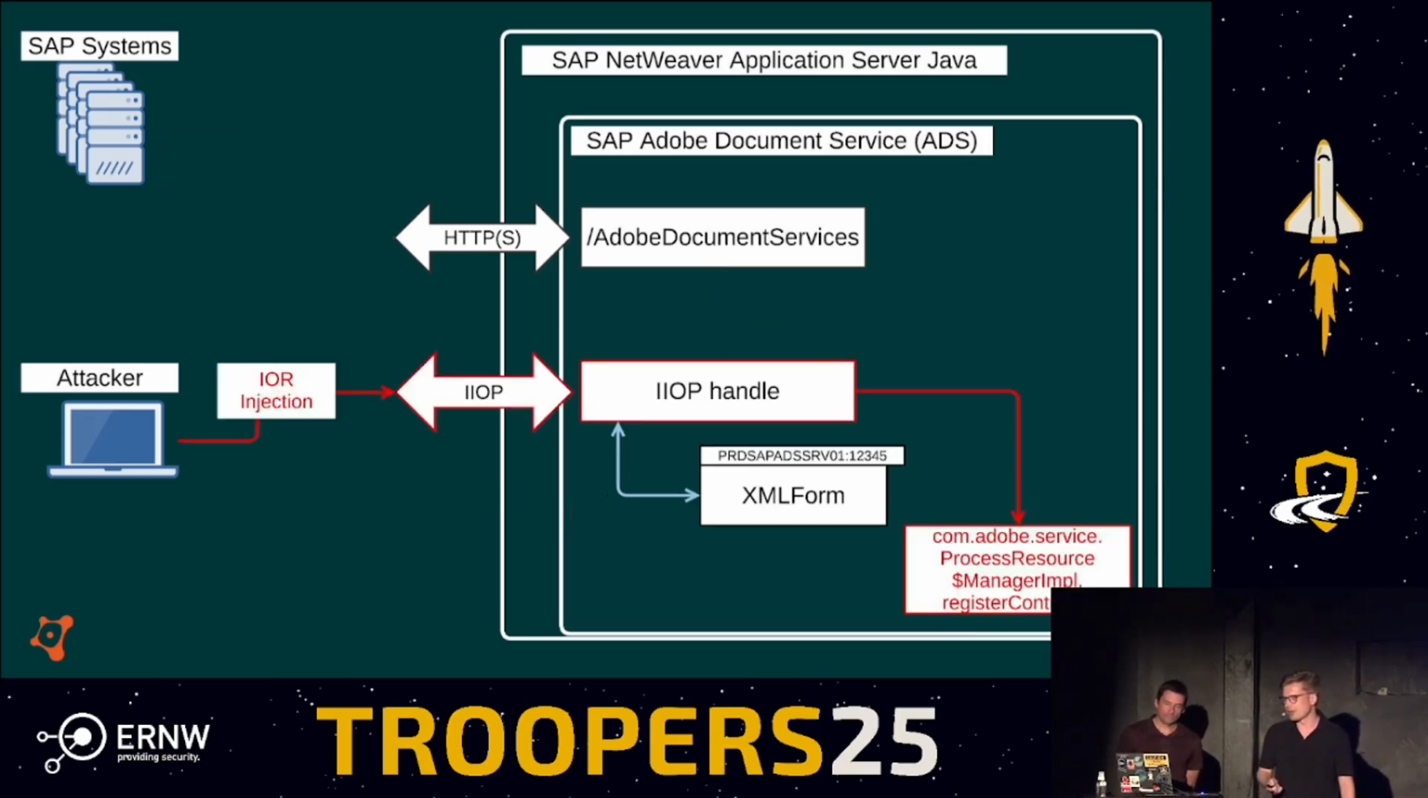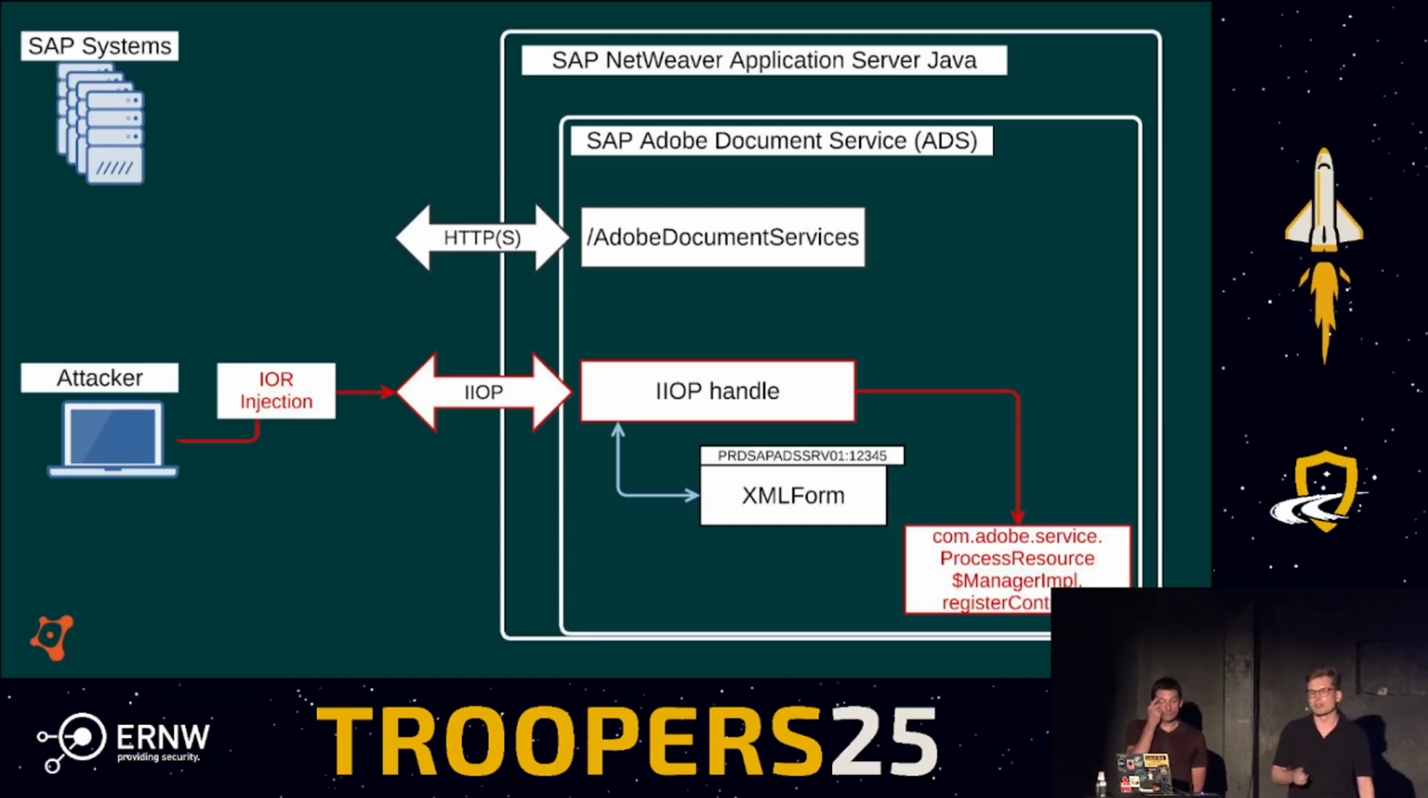So when we look at what happens when the XML form process is started, we notice that it calls an operation of the manager CORBA interface, which is called register controller. And to put it in simple terms, using that operation, it just announces, hey, I'm listening with my ORB here at this place, and you can reach out to me here.